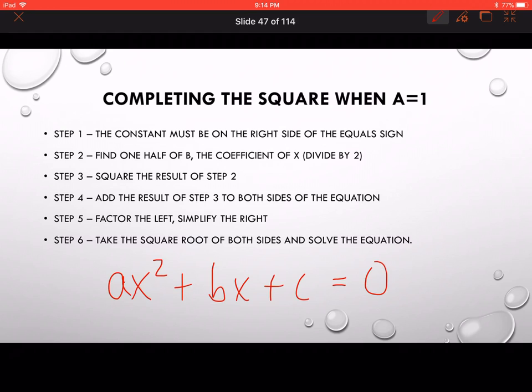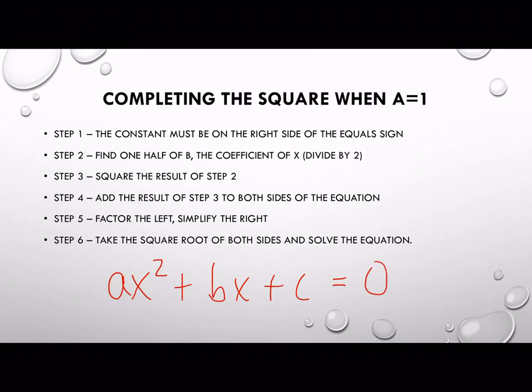The reason that we're doing that is so that the left-hand side of my equation is going to be a perfect square. Right? Once I have a perfect square trinomial, I can rewrite that as x plus or minus a value all squared. We're going to add it to both sides of our equation so that it remains balanced, so we haven't effectively changed anything. We're going to factor the left, we're going to simplify the right, and then we're going to take the square root of both sides and we're going to solve the equation. So let's go ahead, let's do this on an example.